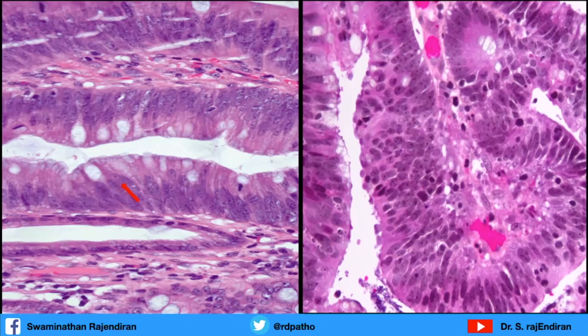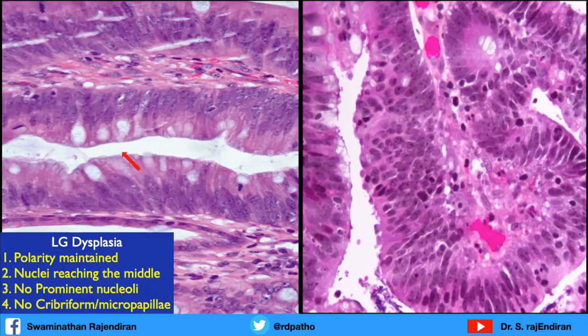Nucleoli are not prominent. And the fourth point is no cribriforming or micropapillary formation. So the predominant features you see here are the maintained polarity, nuclei reaching the middle third of the cells, no prominent nucleoli, cribriforming or micropapillae. This is the criteria for low-grade dysplasia.